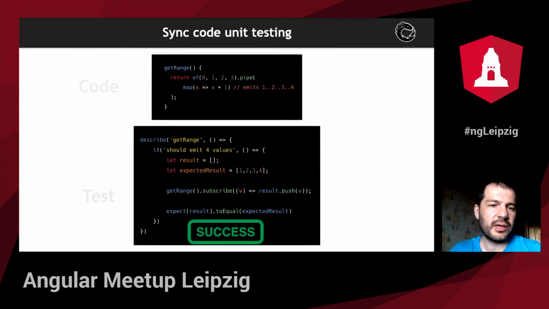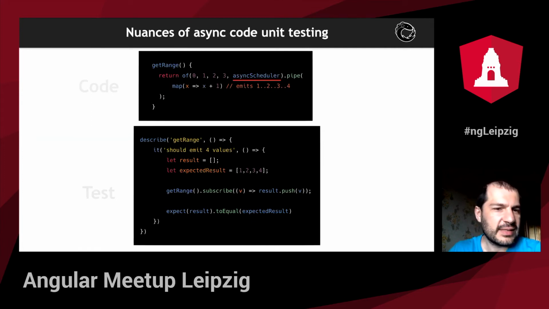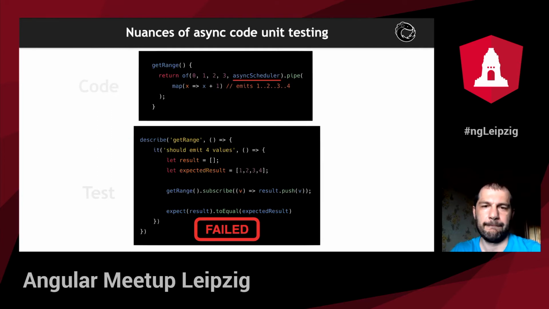But things become harder if we need to test async code. Take a look at this example. I changed the getRange function a bit, so now all the values will be emitted in different macro tasks. And if we run the test below, it will fail. Why? Because at the time we call the Jasmine expect function, not all the values are emitted. They are still scheduled in the event loop queue. So sync testing is not applicable here. Can we somehow test async code? Yes, and now we have plenty of tools for that. We will review them.